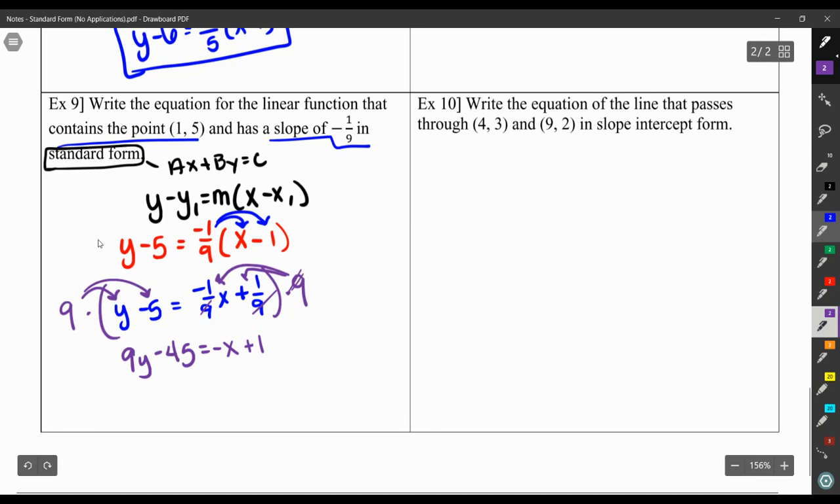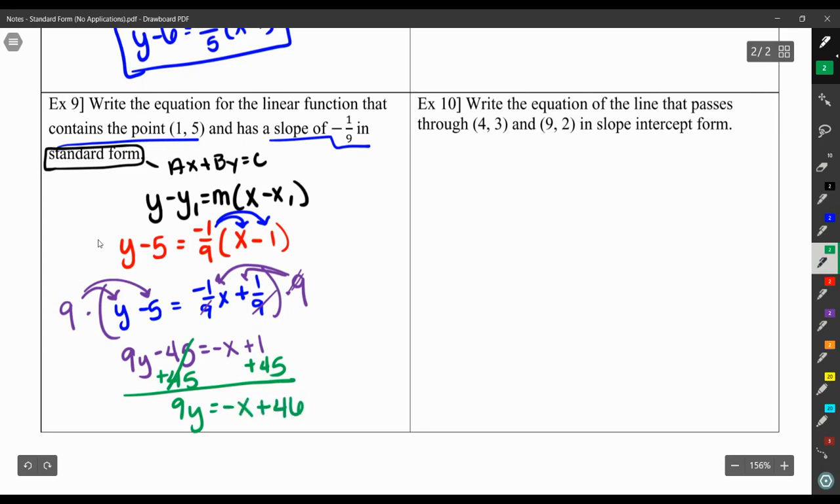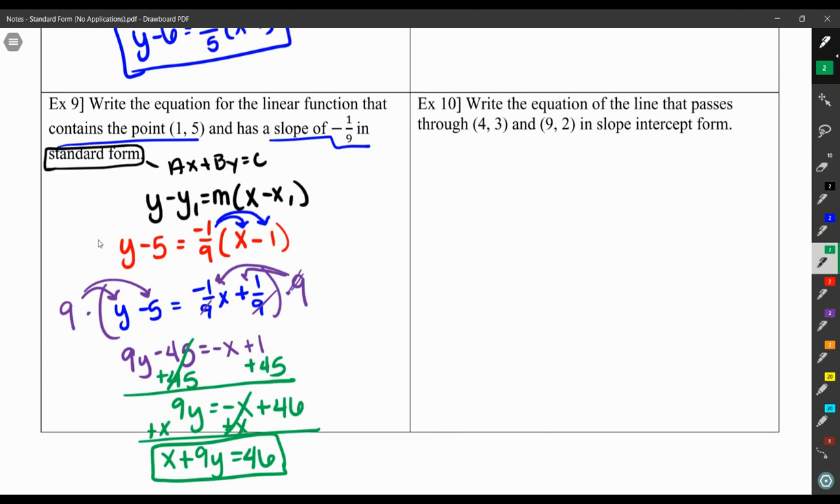Now let's do some more manipulating, now that the fractions are gone. So I'm going to need to add 45 over, because I need all my constants on the right-hand side. So we have 9y equals negative x plus 46. And then the last thing I need to get into standard form is to add the x with my y. So we get x + 9y = 46. So you can actually get rid of your fractions first instead of last, if adding fractions is not something that you can do easily. So let's try number 10.